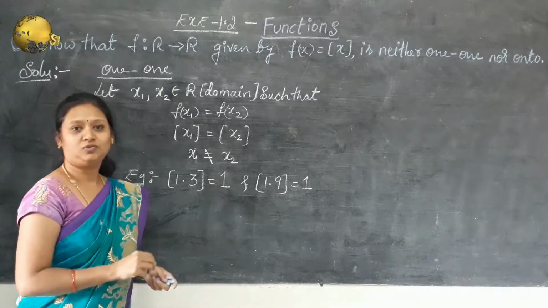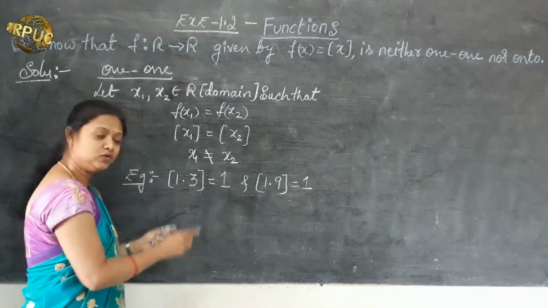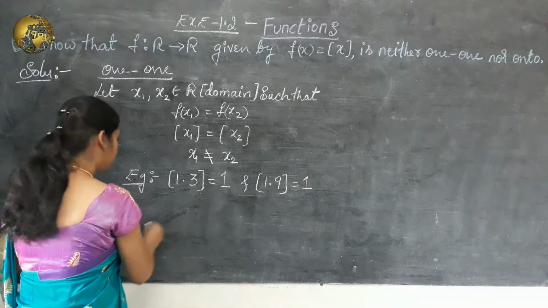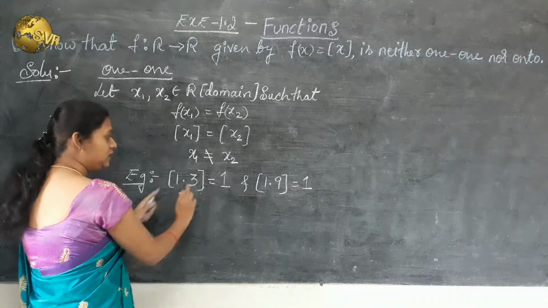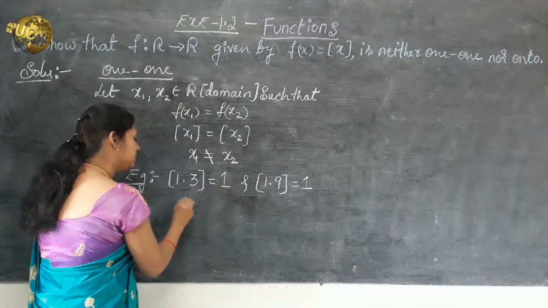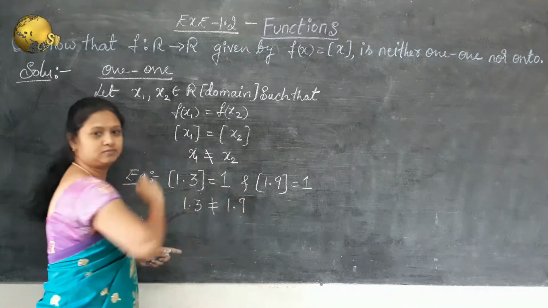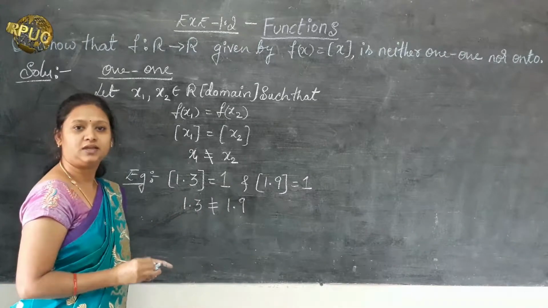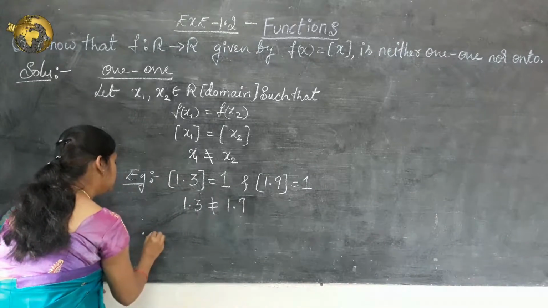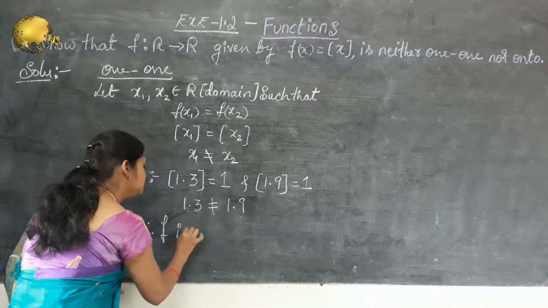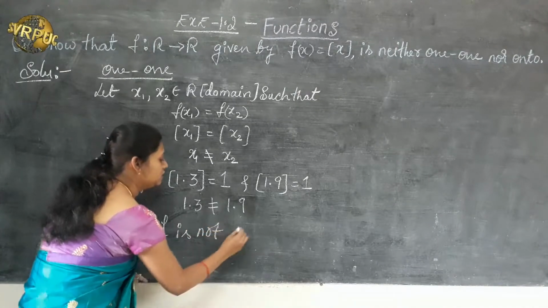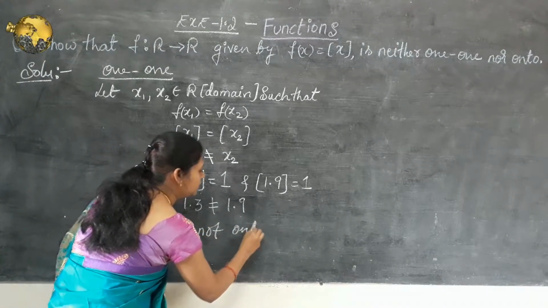So they are not one-one. Understand? Okay? So therefore, they both have only one image, but 1.3 is not equal to 1.9. Correct? 1.3 is not equal to 1.9. So therefore, f is not one-one.